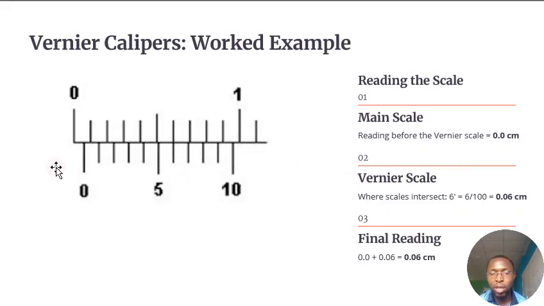The vernier scale reading is the down part, the down divisions here. Now, how do you know the reading? For you to know the reading of the vernier scale, you have to locate the division of the vernier scale that coincides with the division of the main scale.